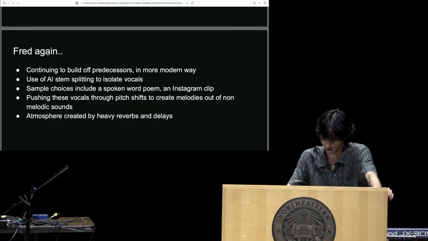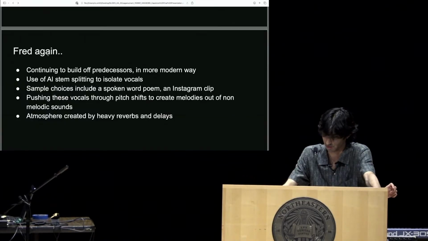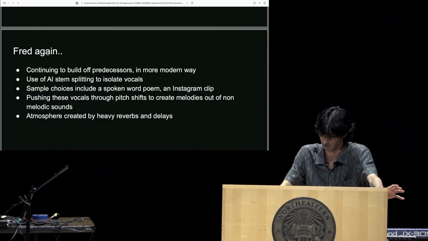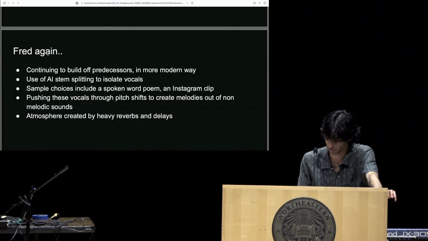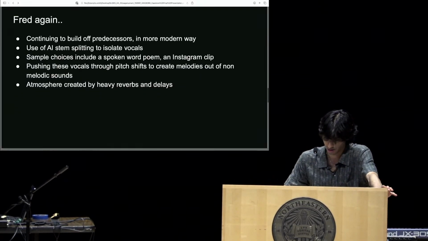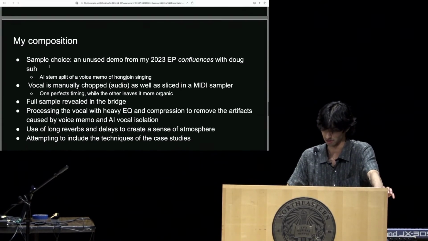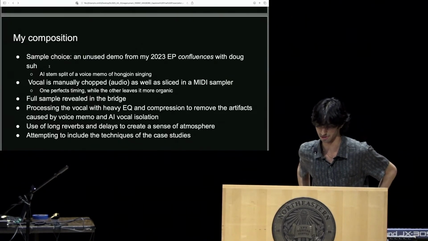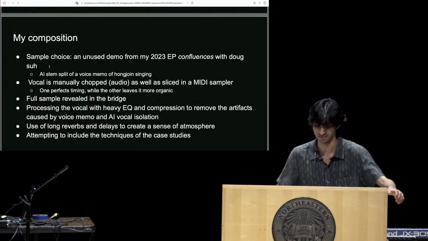Same sort of process: these vocals are pitch shifted and pushed through a lot of heavy reverbs and delays. Especially for something like a spoken word poem, you have to make that non-melodic sound into a melodic sound via pitch shifting or even Melodyne. And then my composition, I was like, how do I explain this without showing it in Ableton? But I'll do my best verbally.